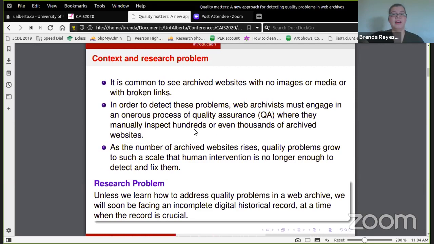Okay. So as we know, it is common to see archive websites with no images or media or with broken links. So what happens when web archivists at different national libraries and universities come across that? Well, they actually have to manually check each and every website that they archive, manually inspect it, and make it go through a quality assurance process.